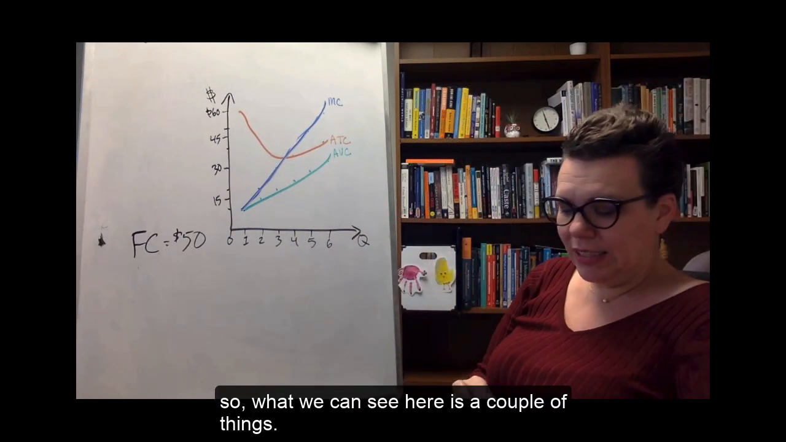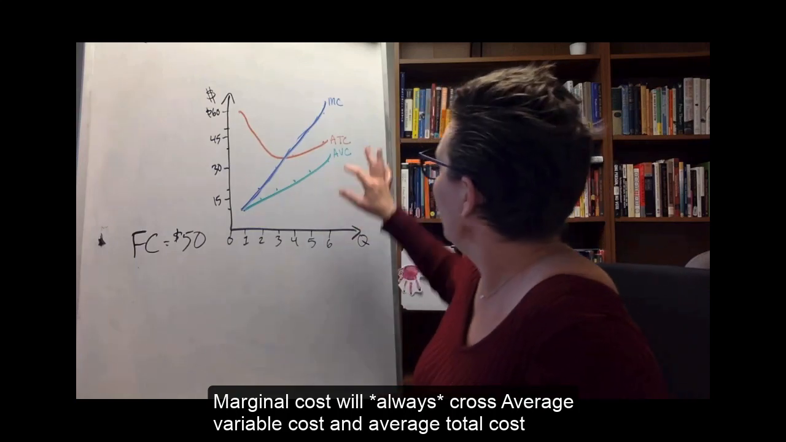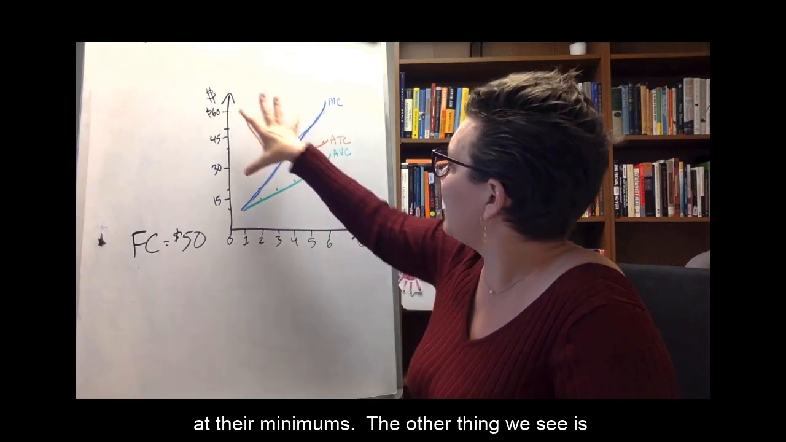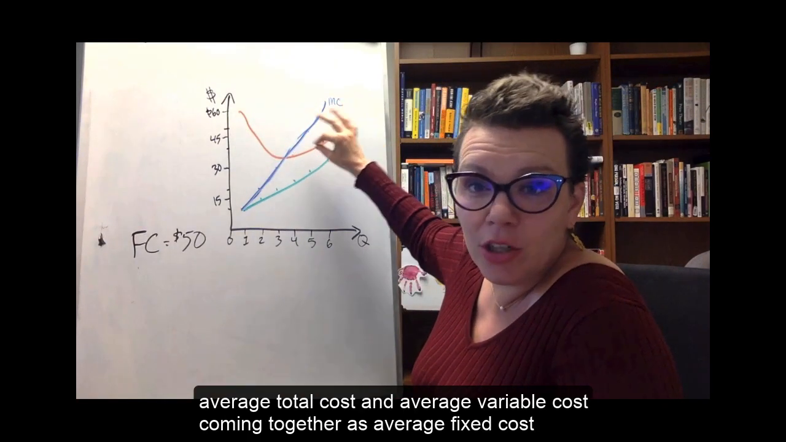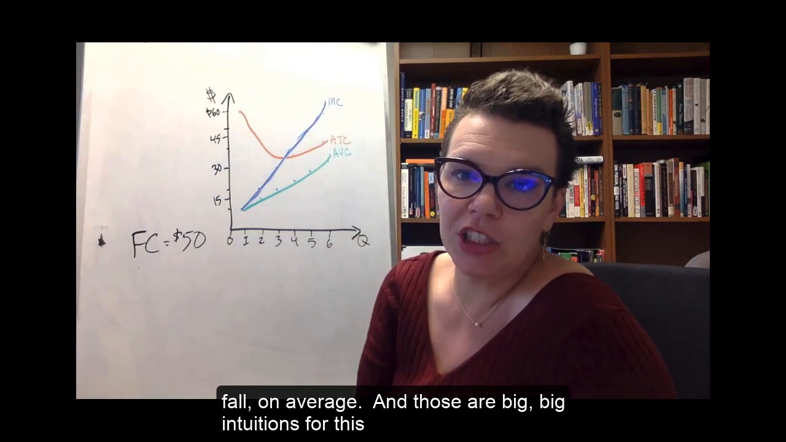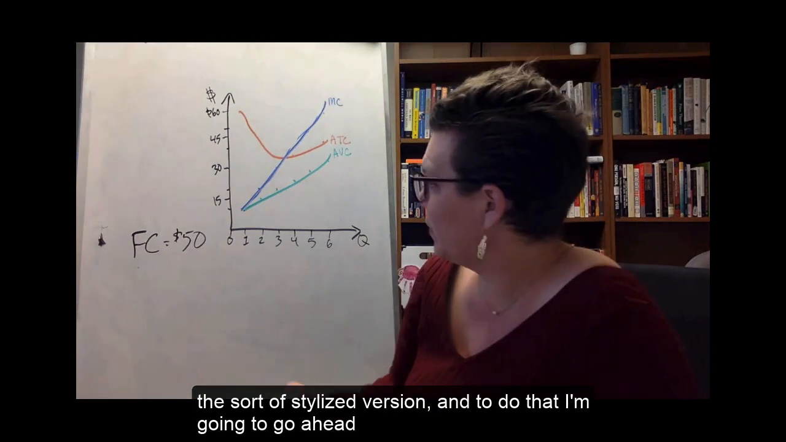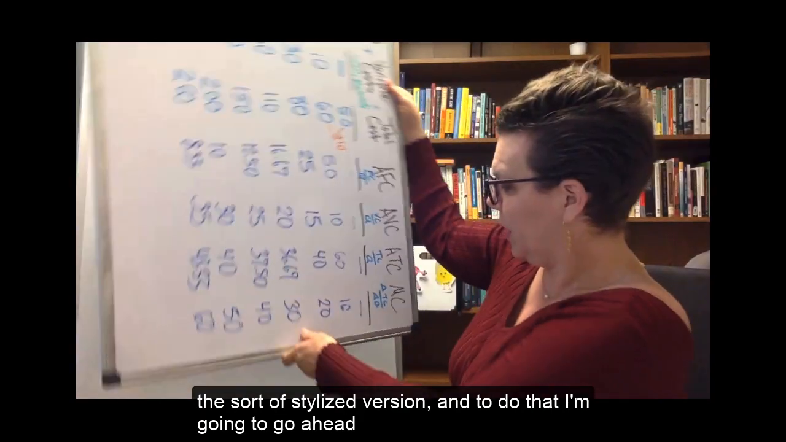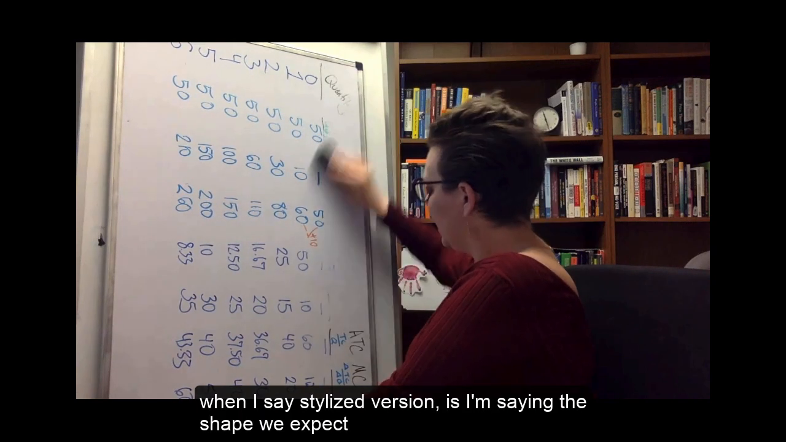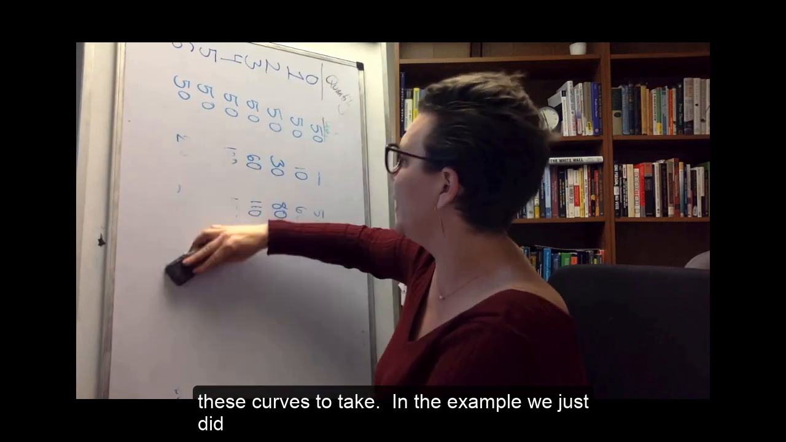So what we can see here is a couple of things. Marginal cost will always cross average variable cost and average total cost at their minimums. The other thing we see is average total cost and average variable cost coming together as fixed costs fall on average. And those are big, big intuitions for this chapter. Okay? The last thing I want to show you is the stylized version. And to do that, I'm going to go ahead and erase my numbers here. But when I say stylized version, I'm just saying the shape we expect these curves to be in general.